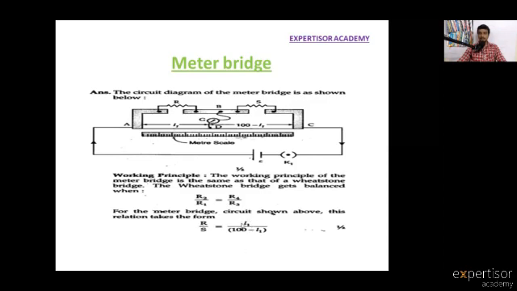So here L1 divided by, this is the 1 meter scale length. I mean 1 meter, that means 100 centimeters. We don't know this L1 distance, so the total is 100 centimeters. 100 minus L1 is the remaining distance. This 100 minus L1 is R4. R divided by S is equal to L1 divided by 100 minus L1. So this is the balancing equation for this meter bridge.